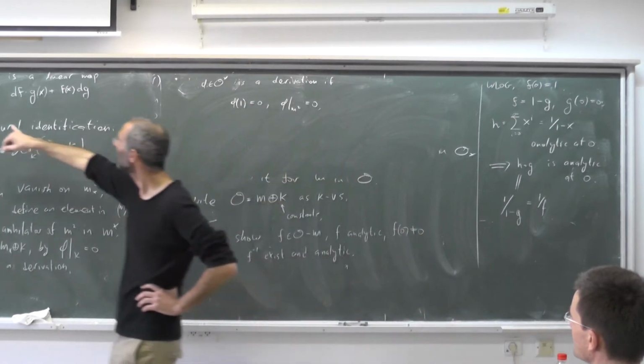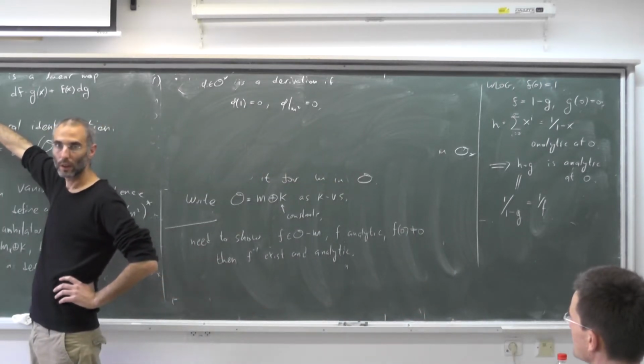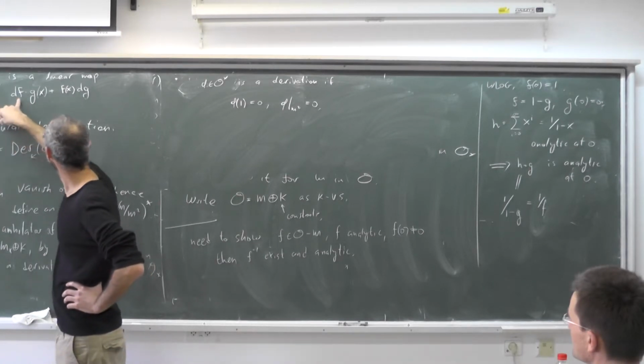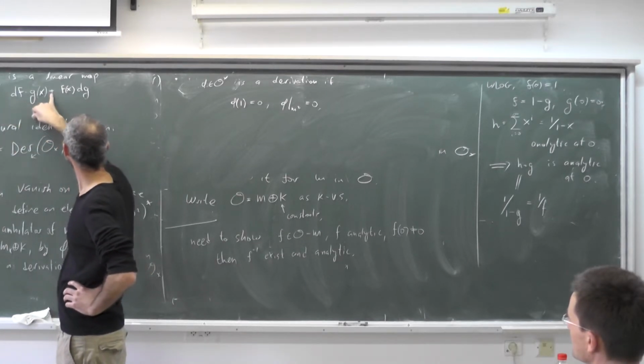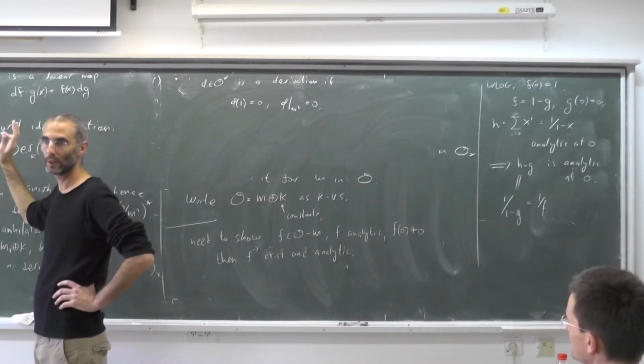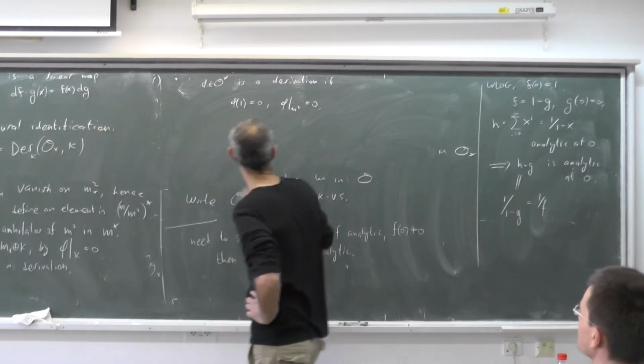If I have a derivation, what to give to 1? Well, D of 1 times 1 should be D of 1 times 1 plus 1 times D of 1. So this should be 0.